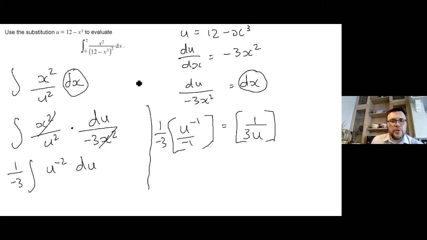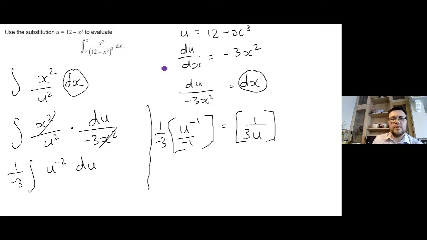If you wanted to, you could then change the limits. So you could either put this as 1 over 3 and then open brackets 12 minus x cubed, or you could change the limits of the 0 and the 2. I'm not going to put them in, but I'll show you how to change the limits. That way then I can move on to the next question.